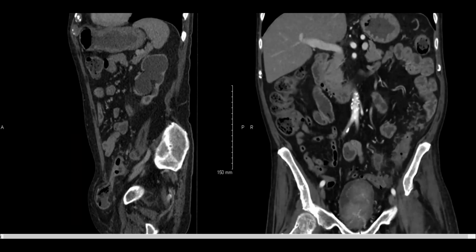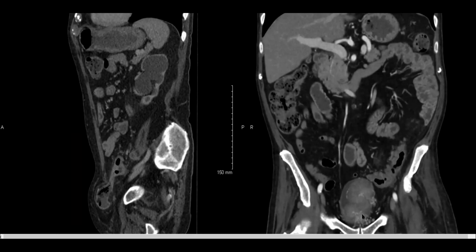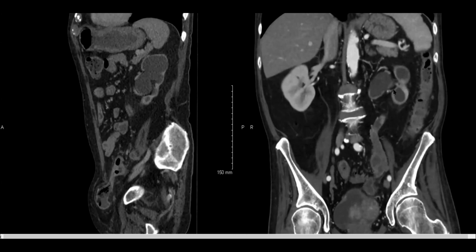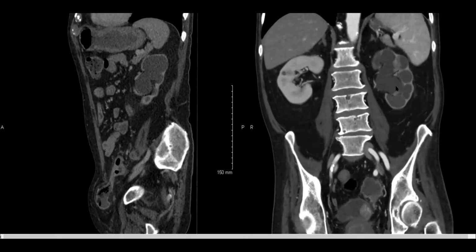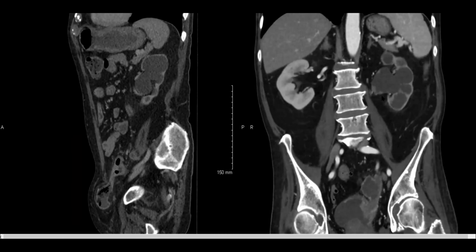Fantastic attention to detail. And then look at these huge TCCs. We don't get to see TCCs like this, thank God. But I think this case also illustrates very nicely what TCC looks like earlier, when they're hyperenhancing masses. And look at that. This is probably the most extensive TCC that I've seen involving the ureter.